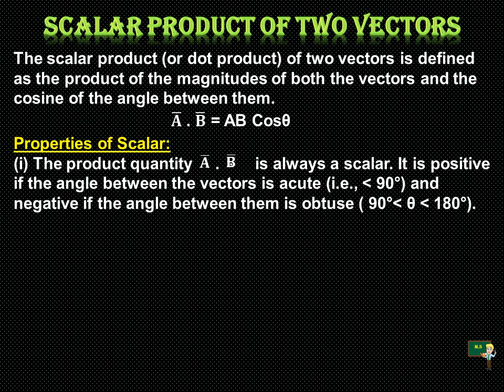Properties, first one, the product quantity: A vector dot B vector is always a scalar. Remember students, if it is scalar, we don't have the direction, we have only the magnitude. And let me explain the thing, magnitude. Most of you have heard about this, but you may not come across the term magnitude and where we use the magnitude here in the vector products.